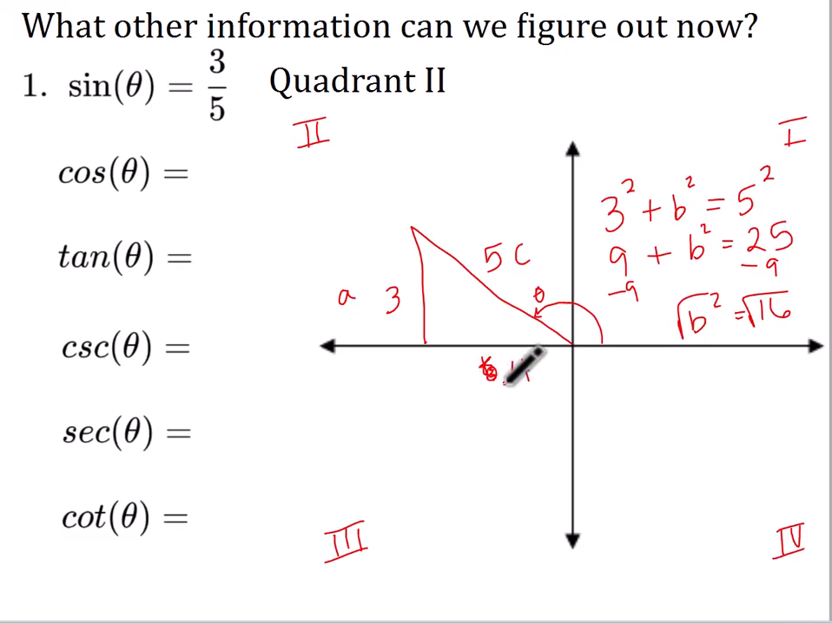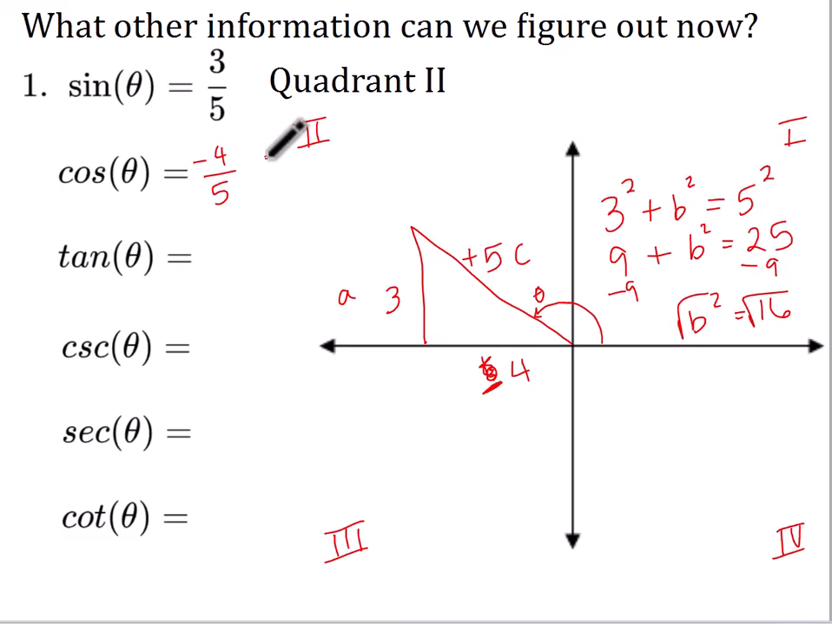Let me mention one more thing. Because this is in quadrant 2, this is actually a negative 4 instead of positive 4. So it's negative 4, positive 3, and positive 5. Your radius is always going to be positive. Your x value going to the left is always negative. Any y values that you have going down would also be negative. So this is negative 4, positive 3, and 5. And so cosine is going to be negative 4 over 5. Sine is 3 over 5.